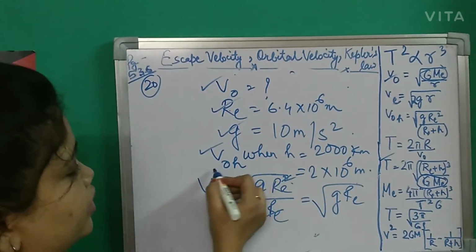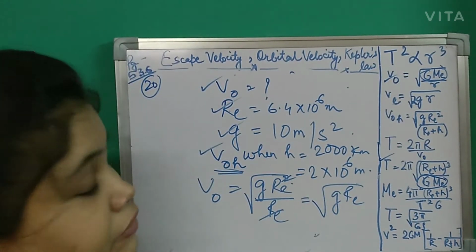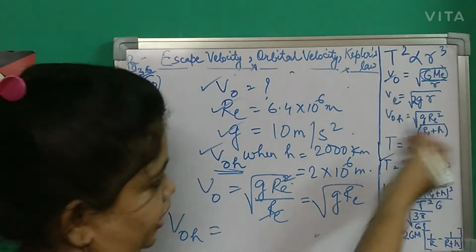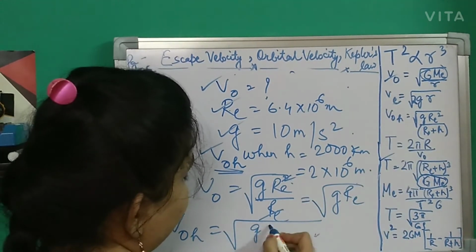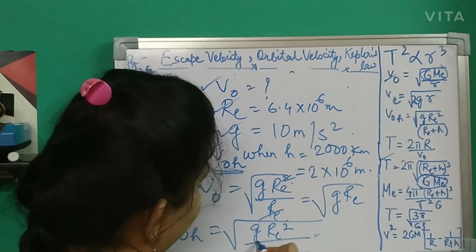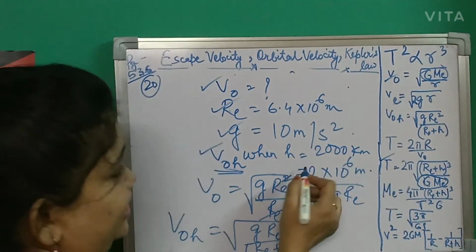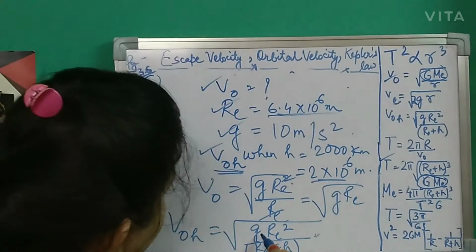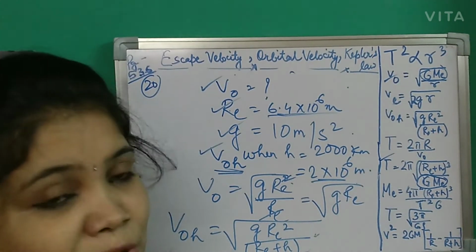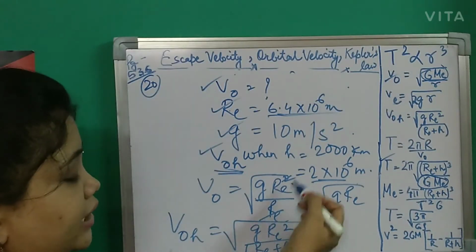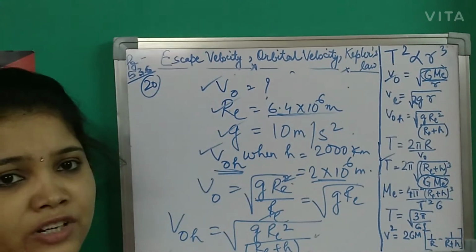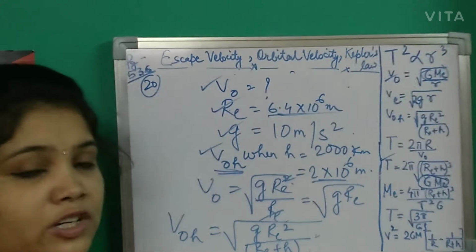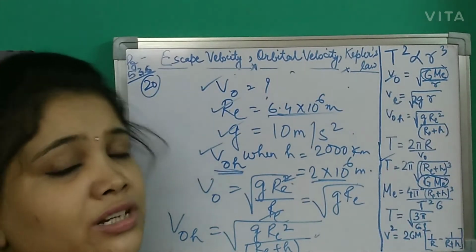Now coming to the orbital velocity when it is at a height of 2000 km. I have already mentioned the formula, and it is very easy. It is root over of G RE square by (RE plus H). H is given as 2 into 10 power 6, RE is given as 6.4 into 10 power 6, and G is given as 10. Just put it in these two formulas and you will get the orbital velocity of the satellite as well as the orbital velocity when it is at a height of 2000 km.